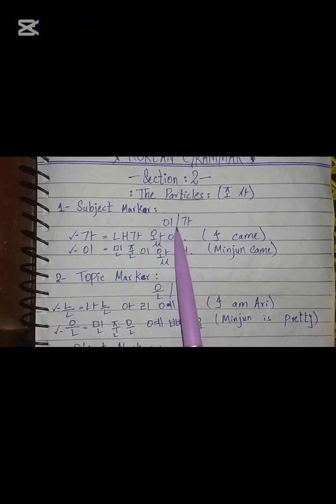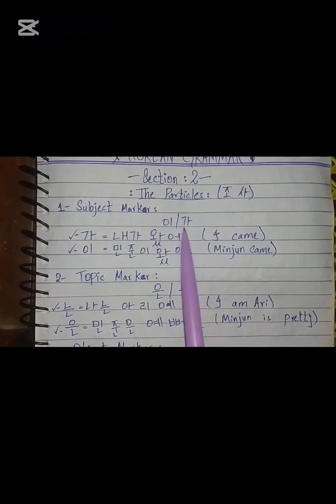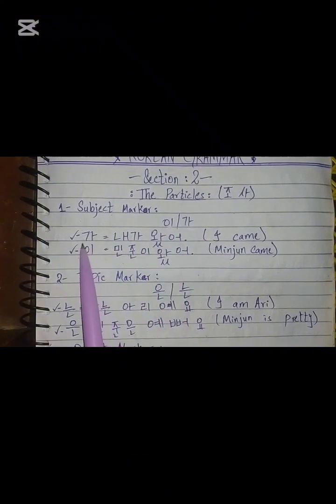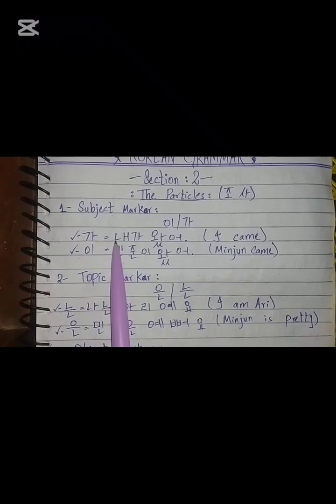Whenever a word is ending with a vowel, we are going to use 가, and whenever a word is ending with a consonant, we are going to use 이. Whenever we want to put emphasis on the subject, we put the subject marker on the word. So basically 가. The example we will see over here is 내가 왔어.